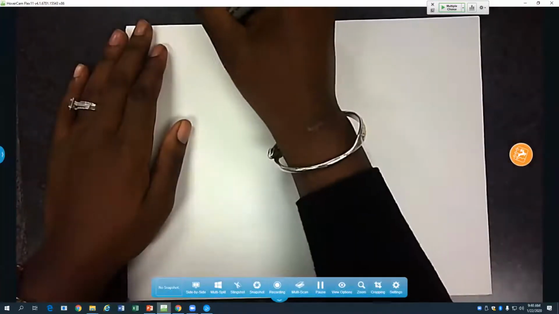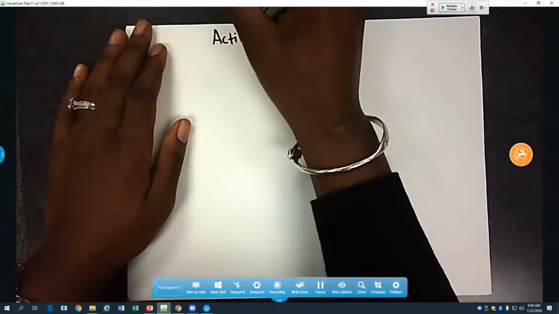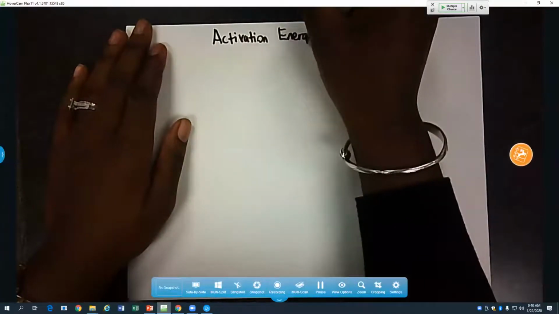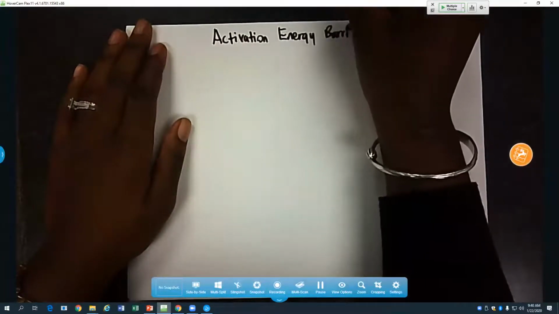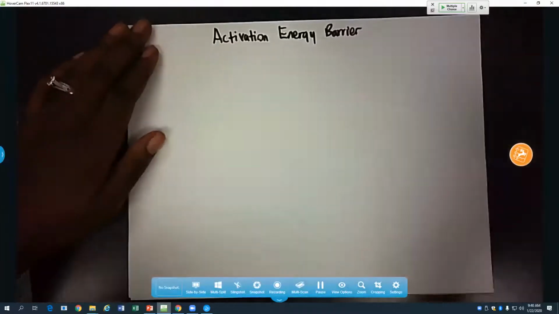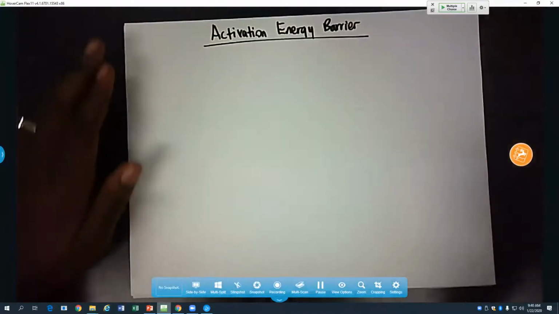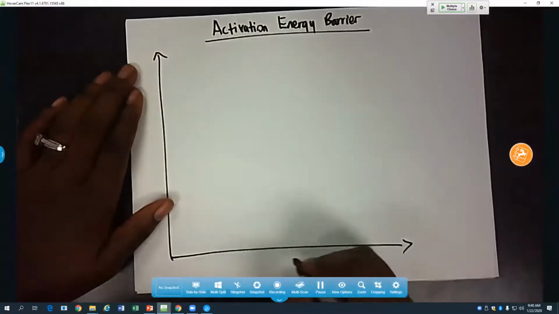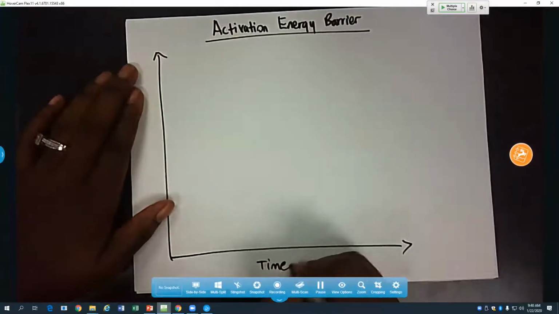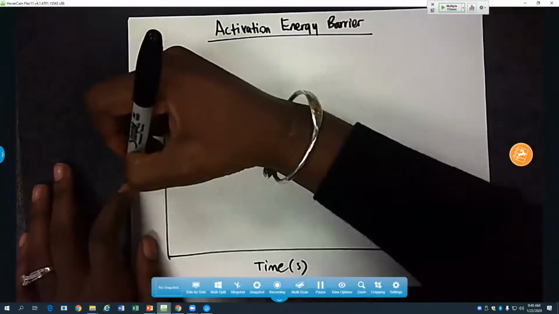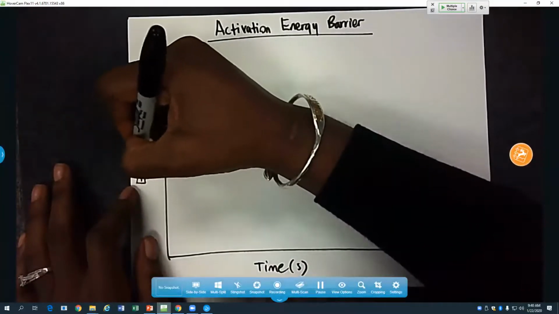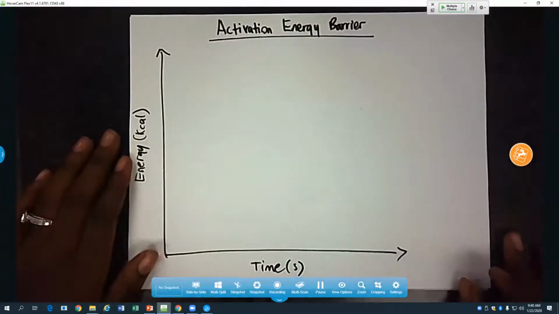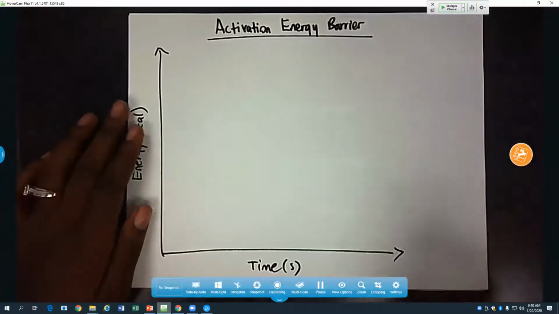Okay, so here we're speaking about the activation energy barrier. Okay, and we're going to draw this graphically. So we're going to draw a graph. On the y-axis, we have time in seconds. On the x-axis, we have energy needs in kilocalories. So this is how much energy we require in order for this reaction to proceed.